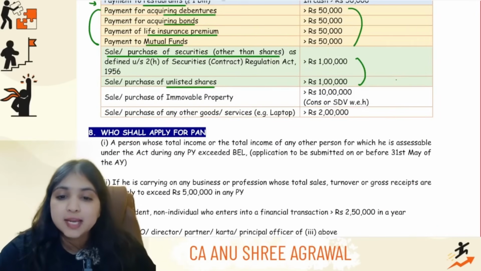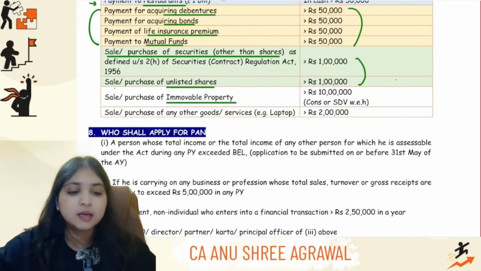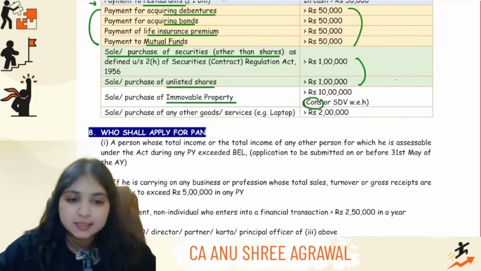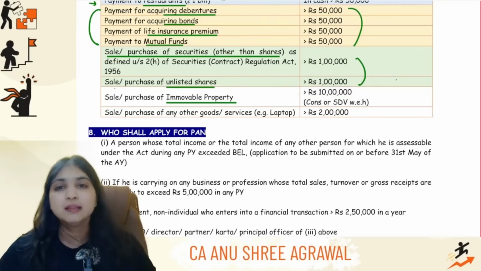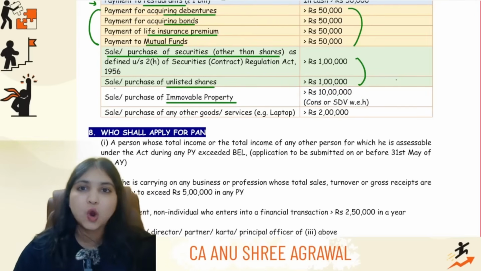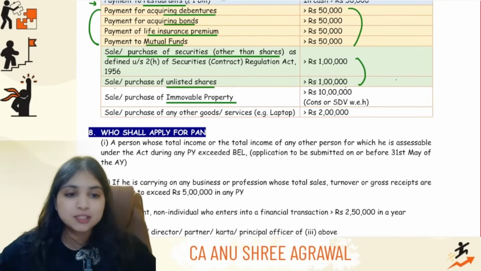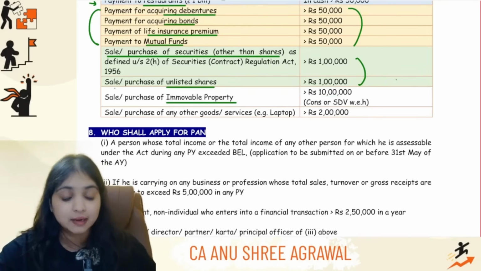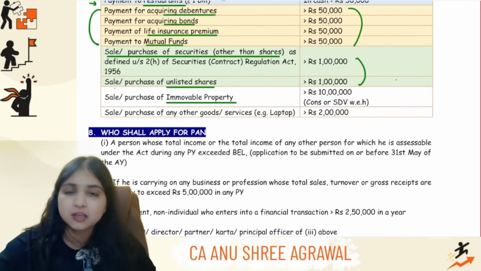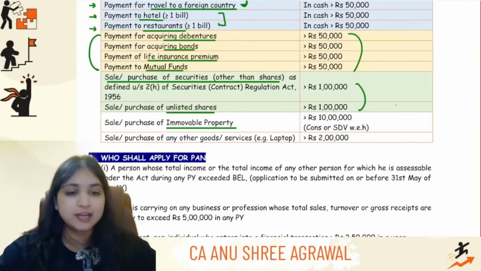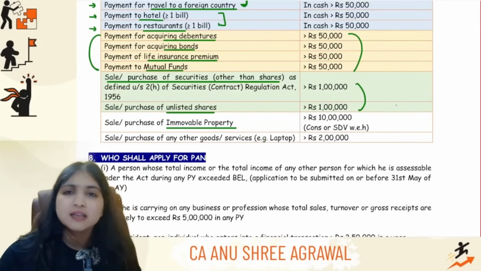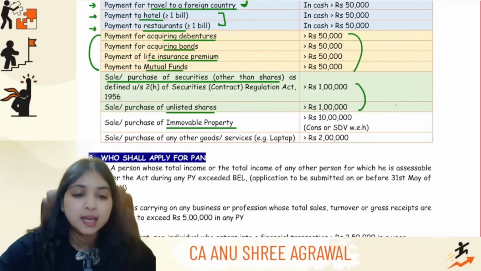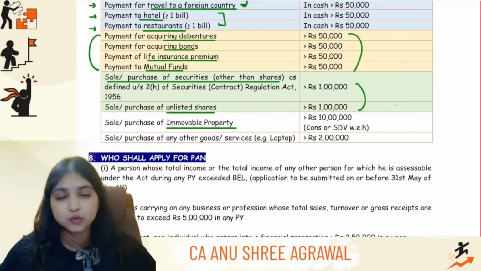Okay, then sale or purchase of immovable property. Here you have to quote the PAN if the consideration or SDV, whichever is higher, is more than 10 lakh rupees. SDV or consideration, whichever is higher. If it is more than 10 lakh rupees, you have to quote the PAN. Then sale or purchase of any other goods which is not covered here, for example laptop or jewels. Sale or purchase of any other goods or services not in this list, if it is more than 2 lakh rupees, then you have to quote the PAN.